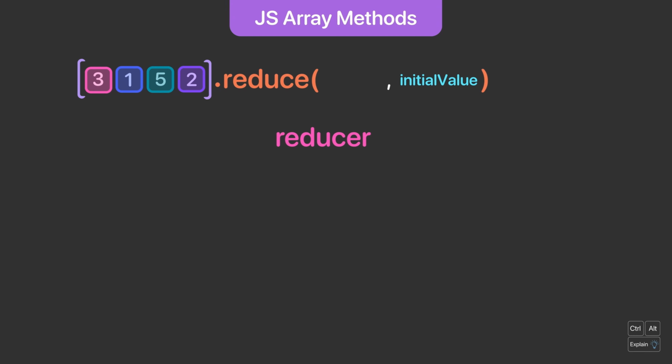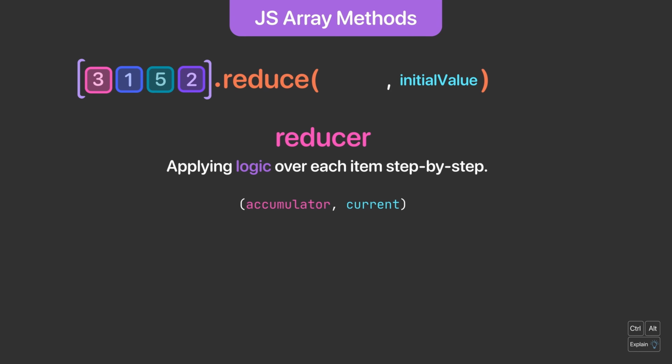The reducer is where the real logic lives. It runs once for every item in the array and receives 2 values, accumulator and current. Accumulator is your running memory. It holds the result returned from the previous step. Current is the item currently being processed. The magic happens in how you combine these two. Whatever you return becomes the new accumulator for the next step.